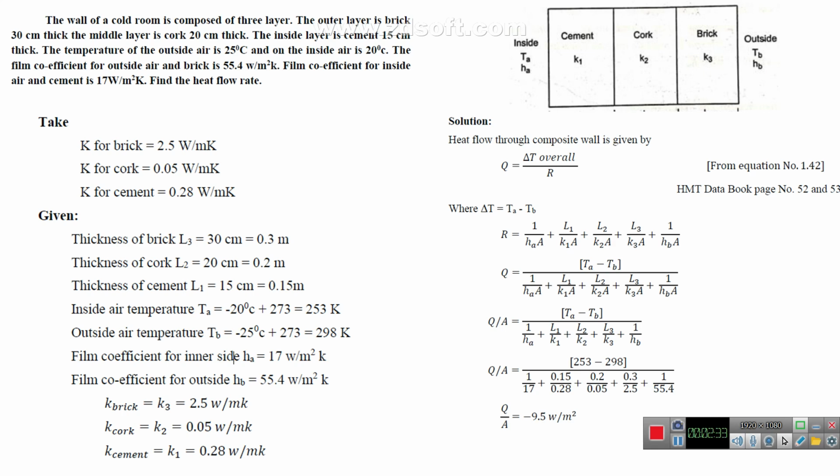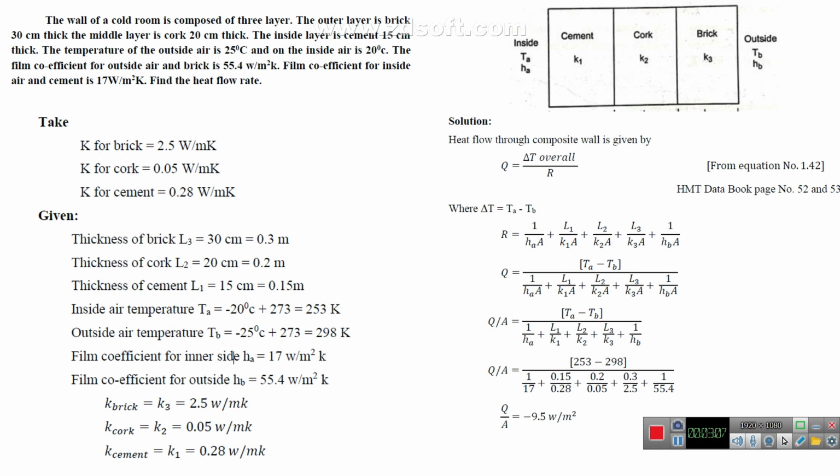Okay. Corresponding to these, the K value is given. So what is the K value? The heat transfer capacity is called the K value. Every material has a particular K value; it is not the same for all materials. So we are using three materials: first brick, then cork, and cement. Corresponding K values are given, that is the conductivity value.